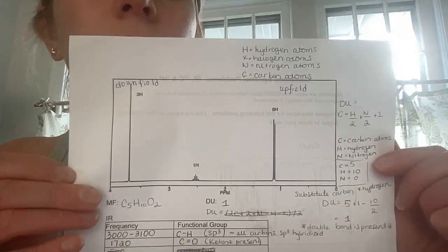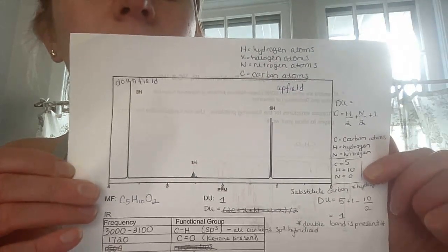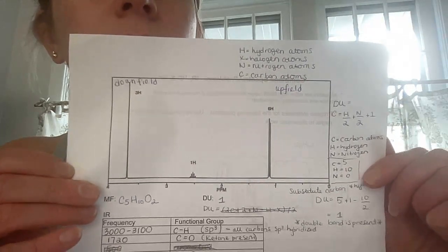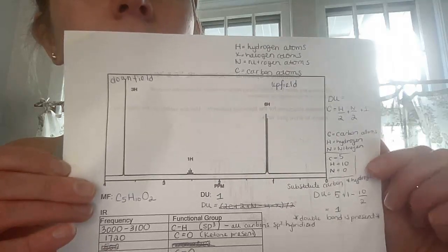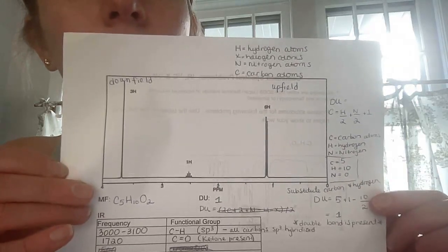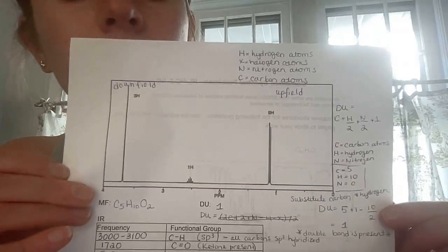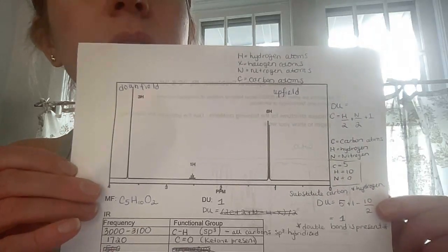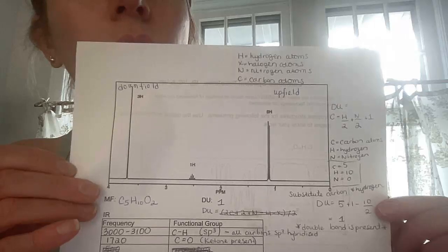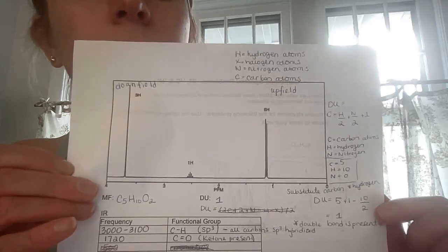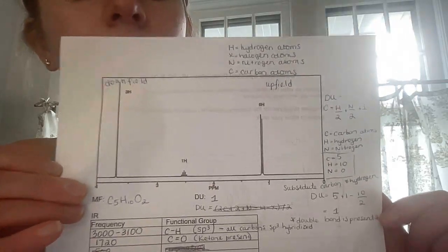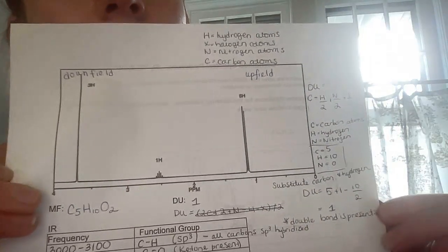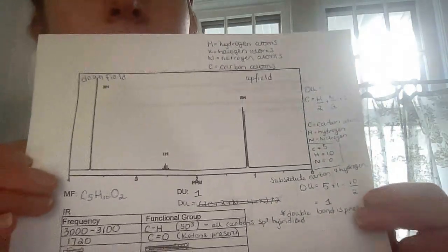For this formula, we have C equal to 5, H equal to 10, and N equal to 0. If we plug all of that into the formula, we would get 5 plus 1 minus 10 over 2, which is equal to 1. And down here, I indicated that this means a double bond is present.